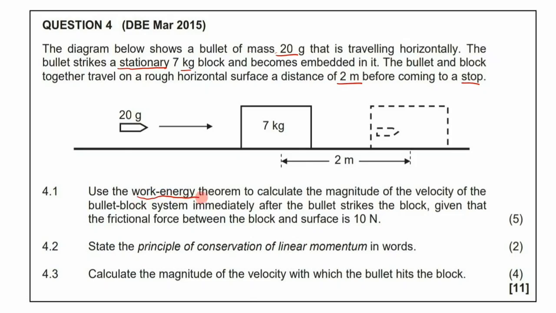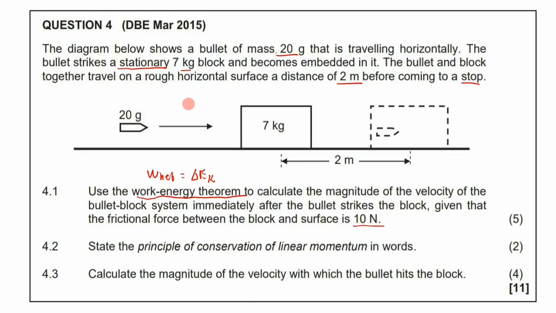Now you can see this one was specific in what formula we need to use. It says use the work energy theorem, meaning we are only limited to using this formula. Any other formula, any other energy principles here would be wrong, because this one says specifically use the work energy theorem to calculate the magnitude of the velocity of the bullet block system immediately after the bullet strikes the block, given that the frictional force between the block and the surface is 10 newtons.